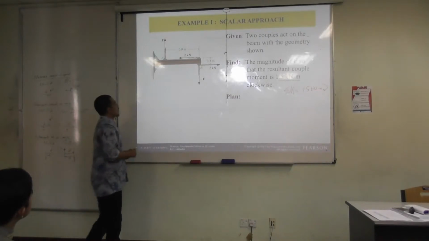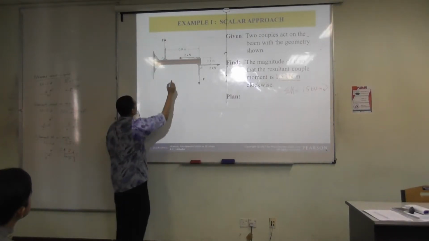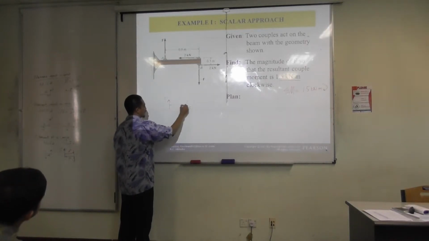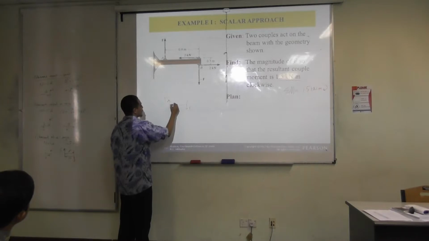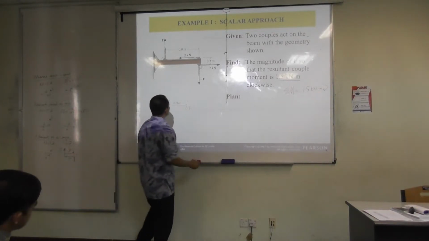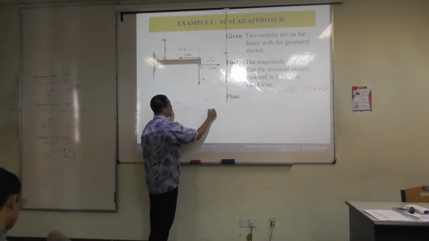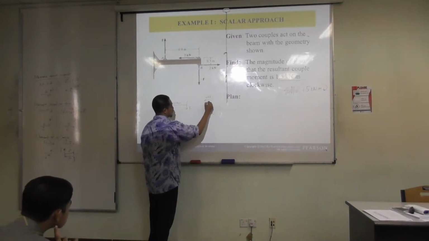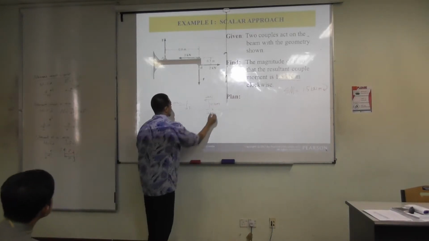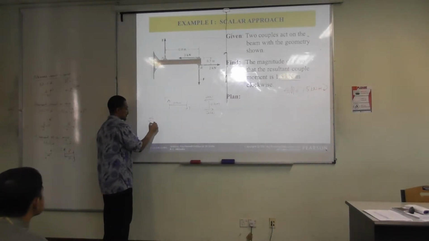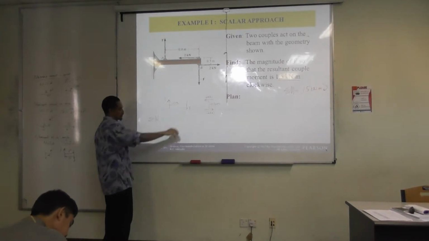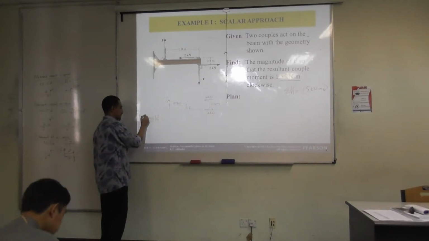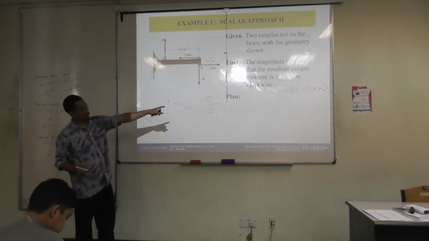Now, we have two couples. One is basically this pair here, we have F and F, with a distance of 0.9 meter. And then we have another couple, this one and that one, 2 kilonewton, with a distance of 0.3 meter. So what you do is just the summation of moment. To make it easy, in this case I just take clockwise as positive, because in the end it will be clockwise.